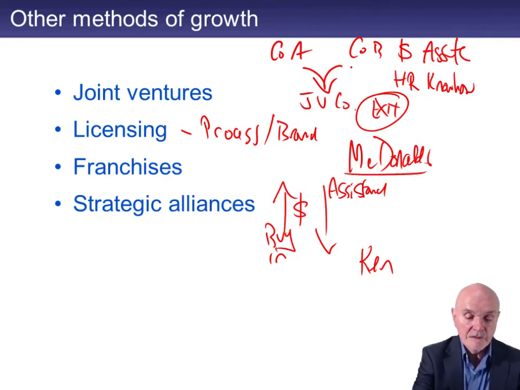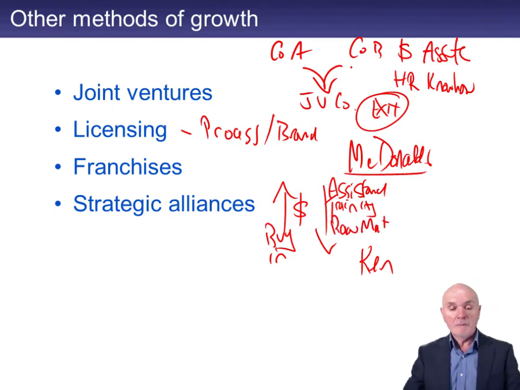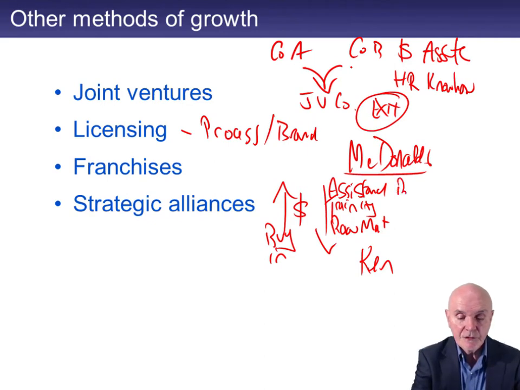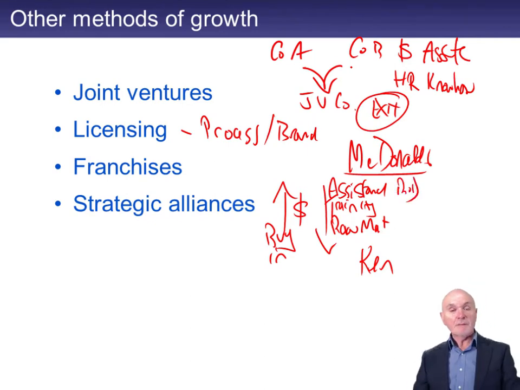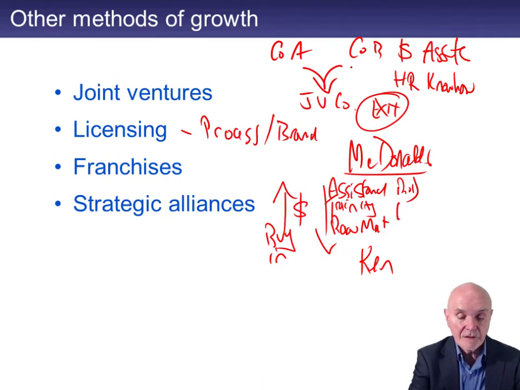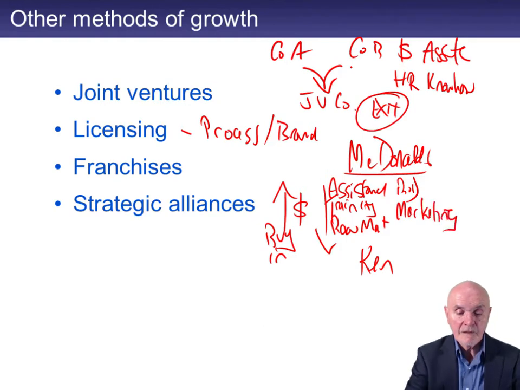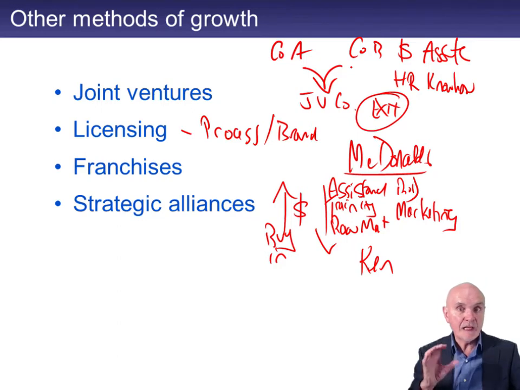They will also provide some training. They provide some raw materials. They will provide some research and development so that new products are going to be developed kind of centrally. I don't have to pay for that. They will provide some marketing. So if McDonald's can advertise on television, I, as just Ken's Burgers on my own, couldn't possibly afford that sort of advertising.